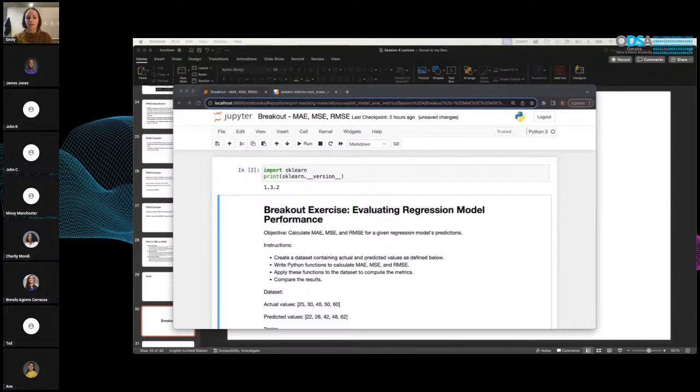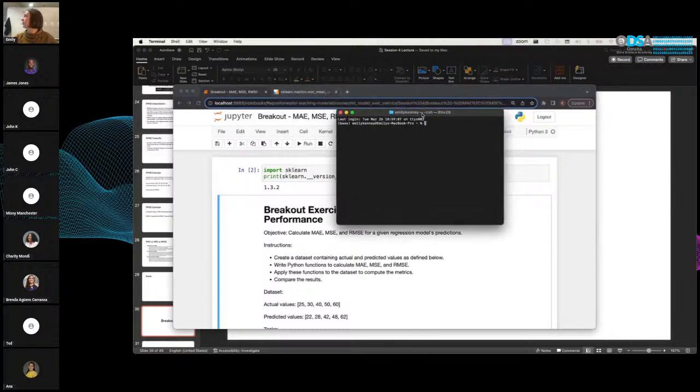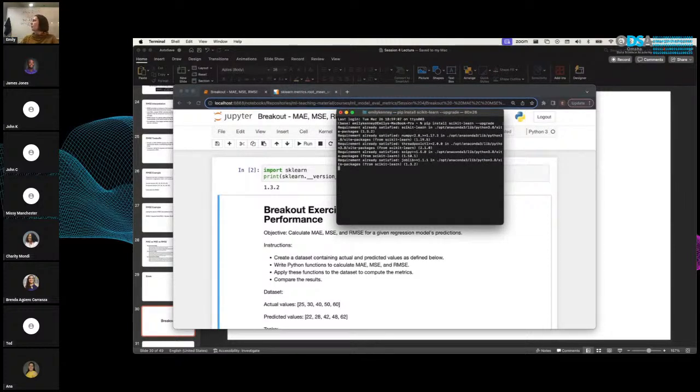To do that, if you're on a Mac, you do pip install, and you have to call it scikit-learn instead of sklearn. They renamed it, and it won't let you do sklearn anymore. I say sklearn, it's an old naming. And then do --upgrade, and hit enter. And it should upgrade this to 1.4 for you.